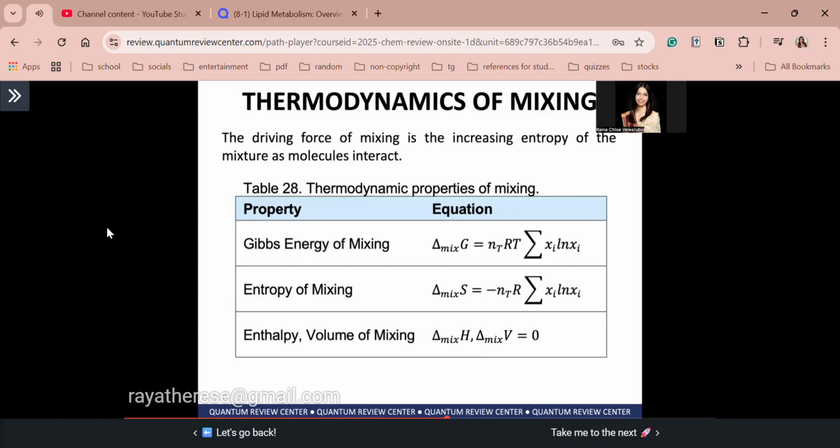Okay? Kaya kayo nag-mix ng colored water, diba? Wala namang tayong heat na give off, diba? And the volume is just the sum of its parts. Okay? That's why delta mix V is equal to 0. Again, this is applicable for ideal mixtures, the thermodynamic properties of mixing.